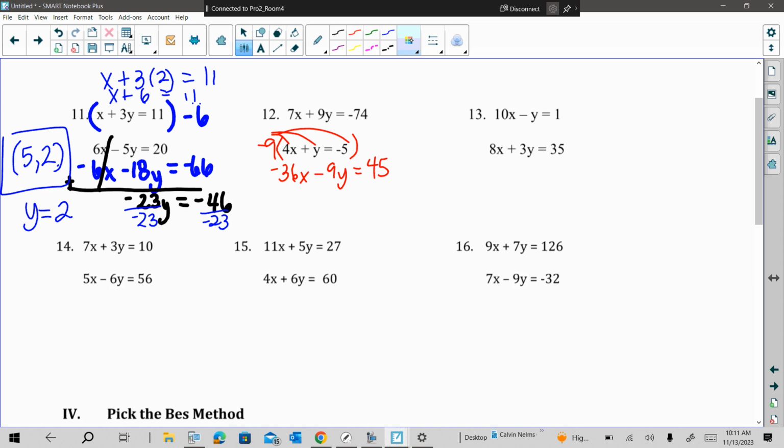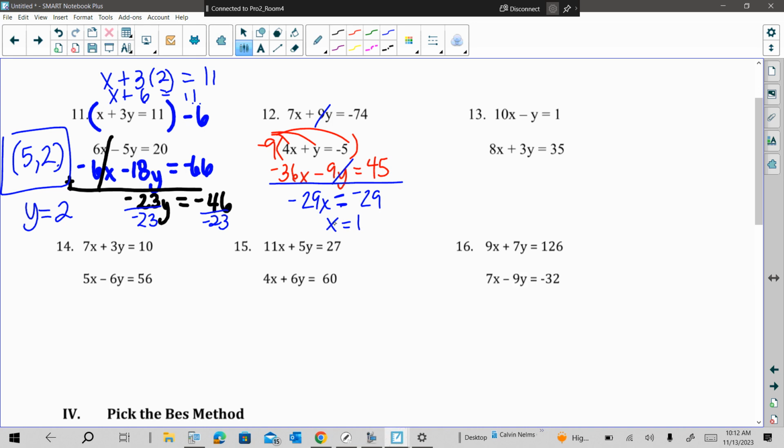We can add now and eliminate the y's. 37 minus 36x is going to give you a negative 29x. And then we got negative 74 plus 45. That's going to give us a negative 29. So if I divide by negative 29, what's our x? Yeah, just positive 1.